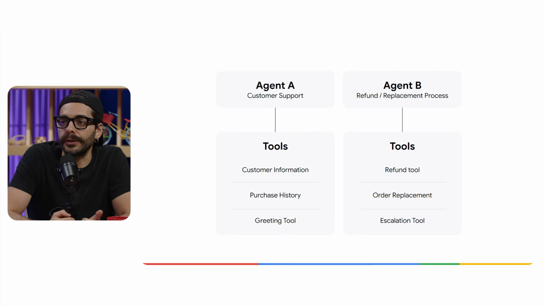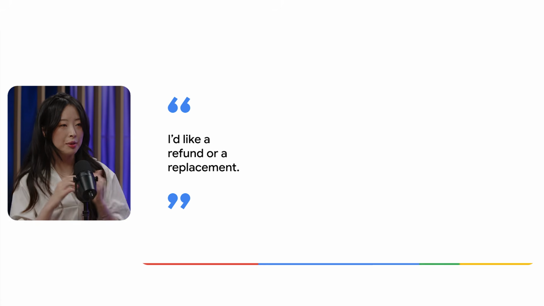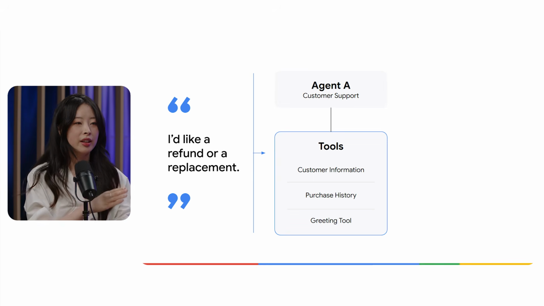Sure. So to explain why this is relevant, let's have a quick example. Let's imagine that we have an agent A, which is for customer support, and an agent B that is for refund and replacement process. A customer comes to agent A and says, I bought a smart widget last week and it doesn't turn on, so I would like to have a refund or a replacement. Right, so in that case, what happens next is agent A kicks things off.